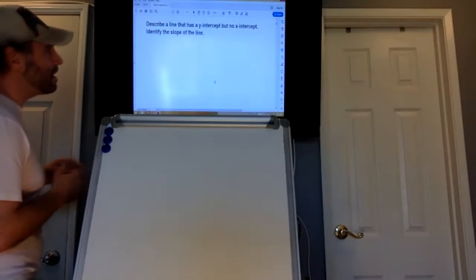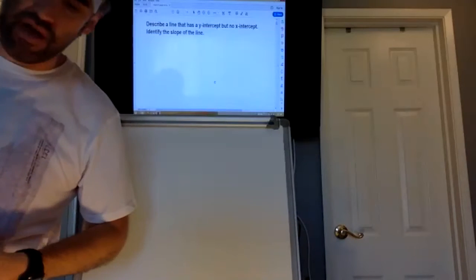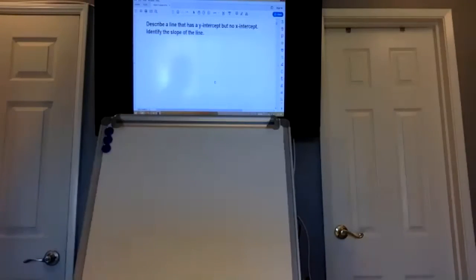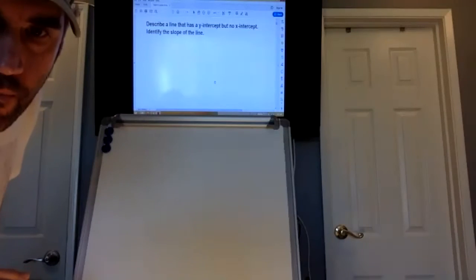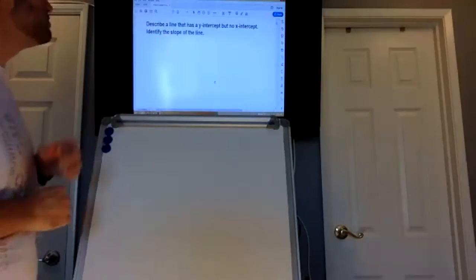All right. So describe a line that has a y-intercept, but no x-intercept. And then give me the slope of that line and put that information in the chat. Don't shout it out. Go. A y-intercept but no x-intercept? A parabola is not a line.